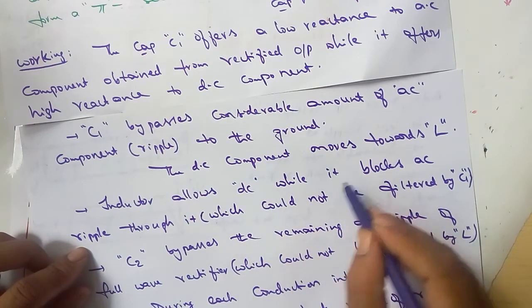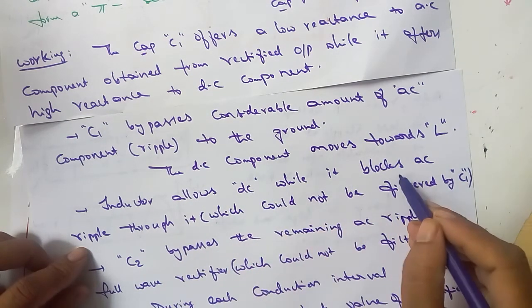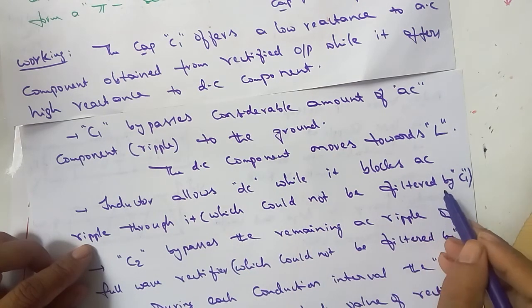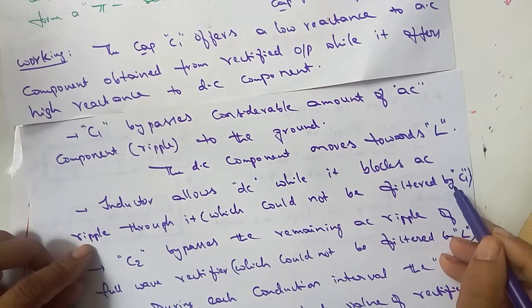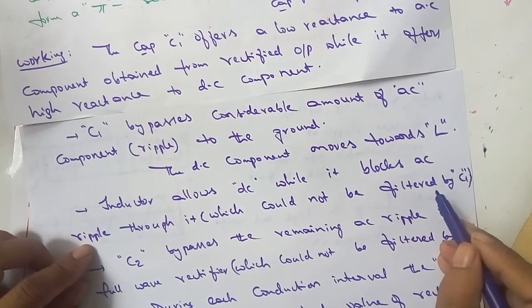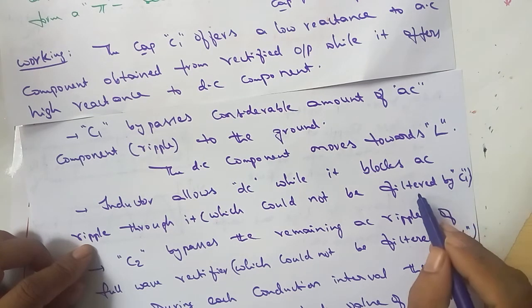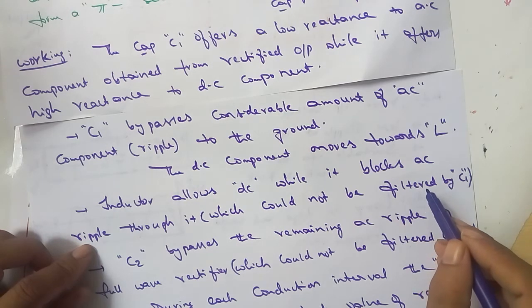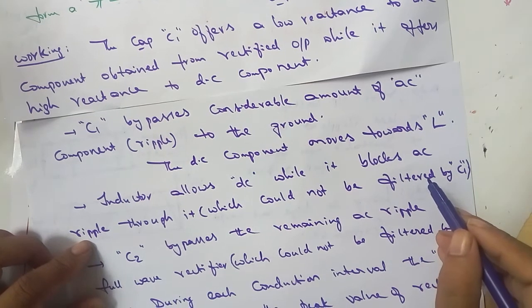Hence what happened? It allows the DC while it blocks the AC ripple through it, which could not be filtered by C1. So the AC component not filtered by C1 is not passing through the inductor, right? So that is about the inductor.